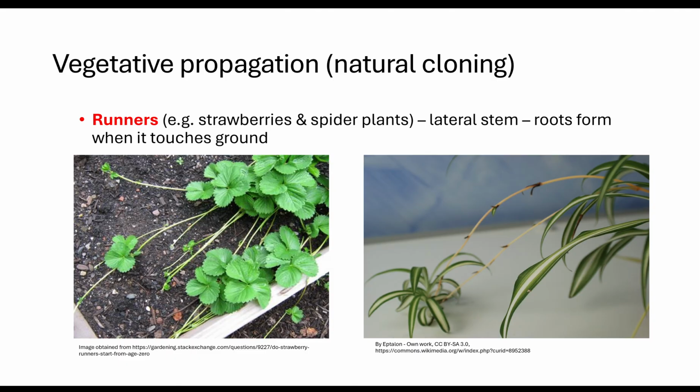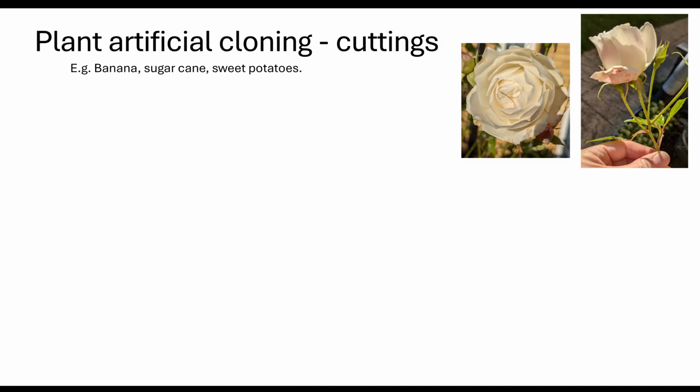But obviously the population's growing way too fast, and we need to find alternative ways to feed the general population. And so therefore what we've realized is we can actually do what's known as artificial cloning, and there's two forms that you need to know. The first one is from taking a cutting.